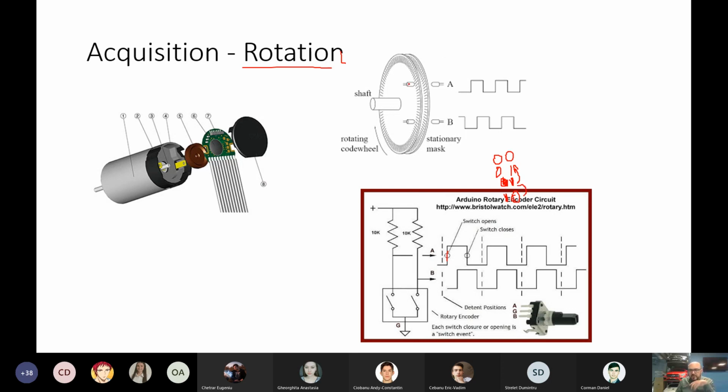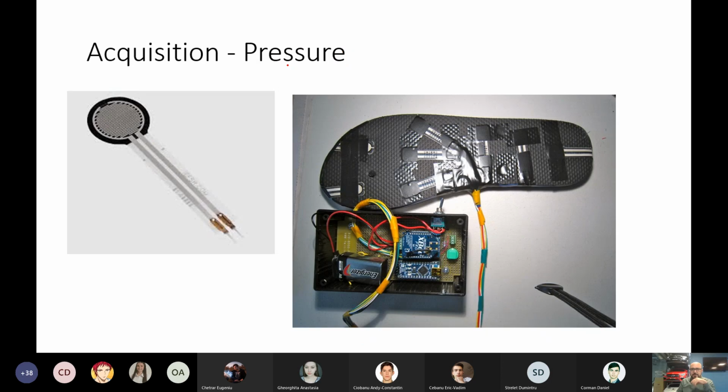Very easy with just some holes and some light sensor. And we always see it in the motor and in vehicles. By the way, in electrical vehicles, all the electrical motors have such a system. Very easy. On the mouse, by the way, you have the same.